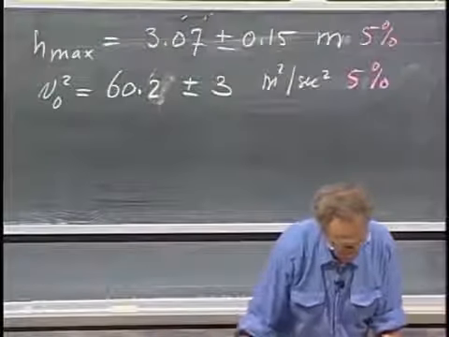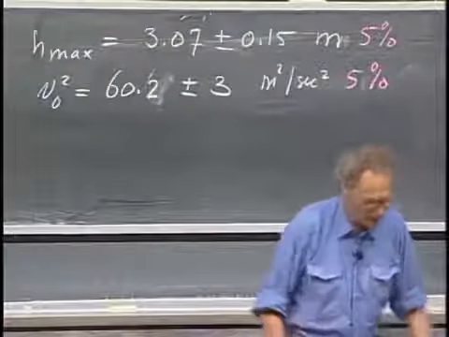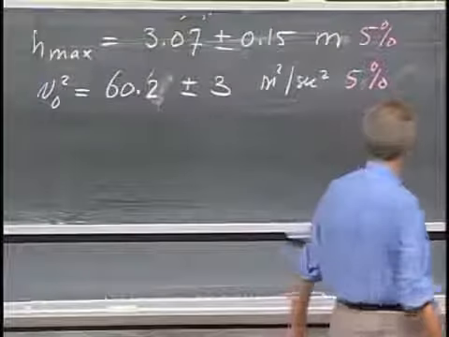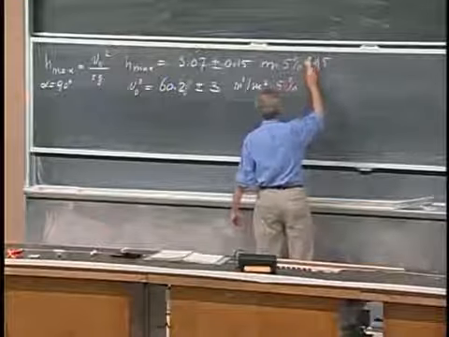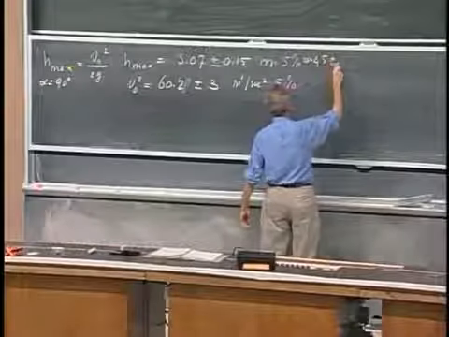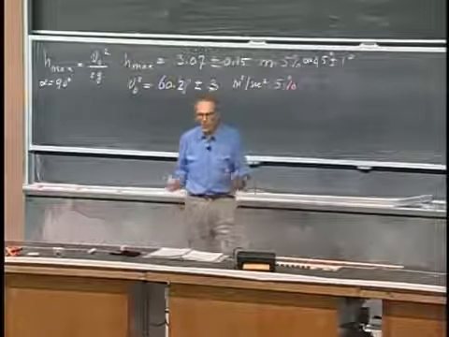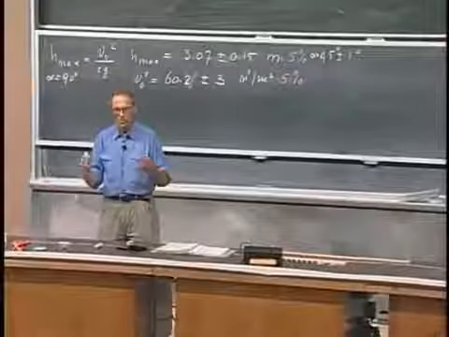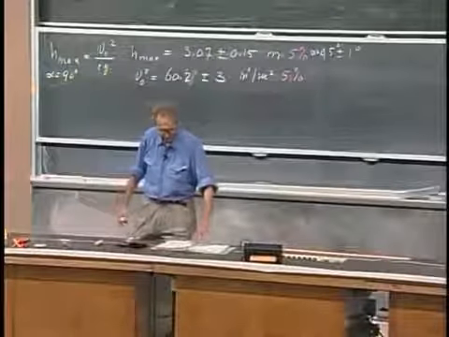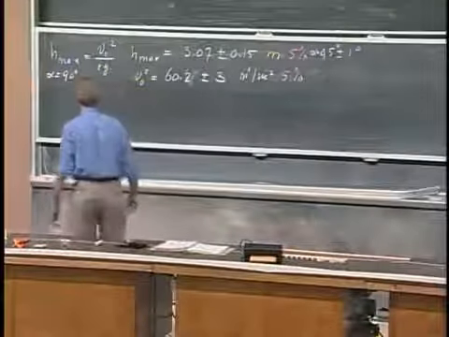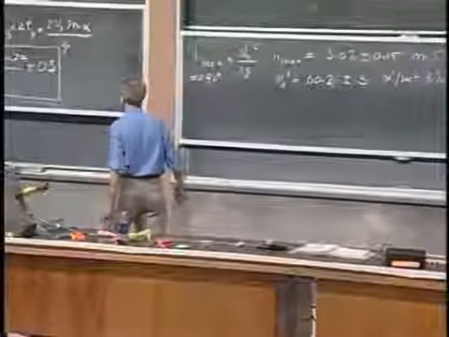Okay, so much for the uncertainty in V0 squared. Now I'm going to set the angle at 45 degrees. But how accurately can I do that? I don't think I can do that any better than 1 degree. I'll try to do the best I can, but I can't really guarantee you that I'm accurate to 1 degree. So now comes the question, what happens with the sine of 2 alpha?